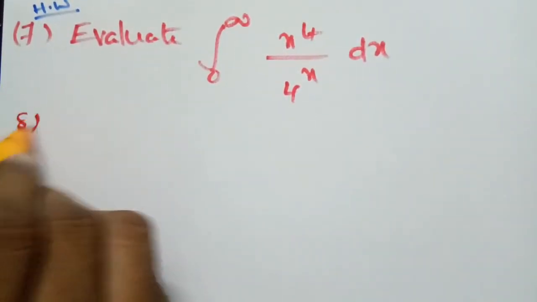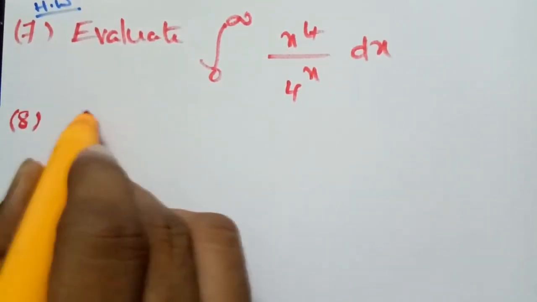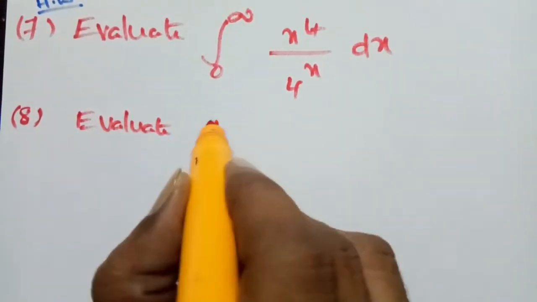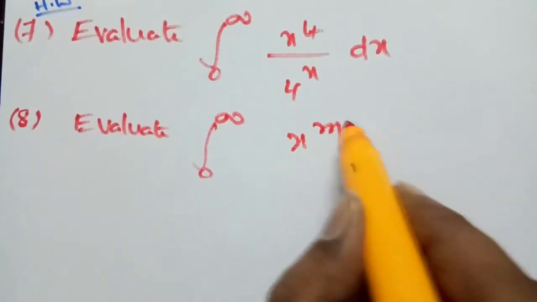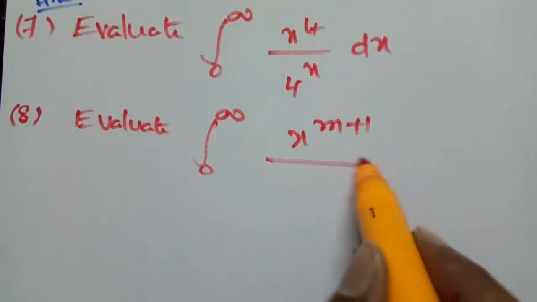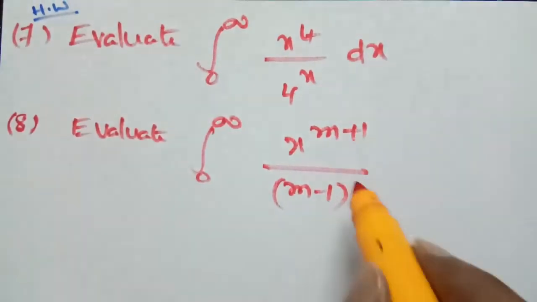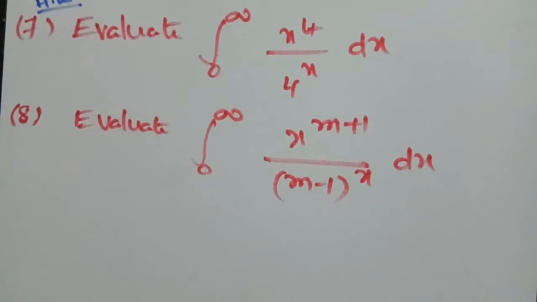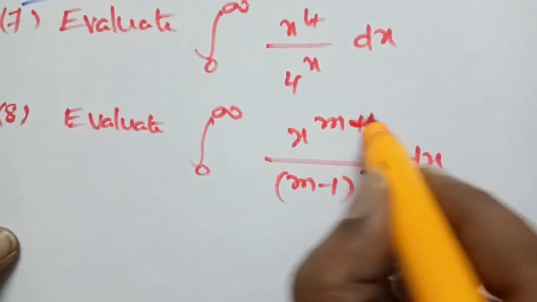And also the eighth one: evaluate the integral 0 to infinity x power m plus 1 by m minus 1 whole to the power of x. As in the above problem, you can also proceed. Here m minus 1.